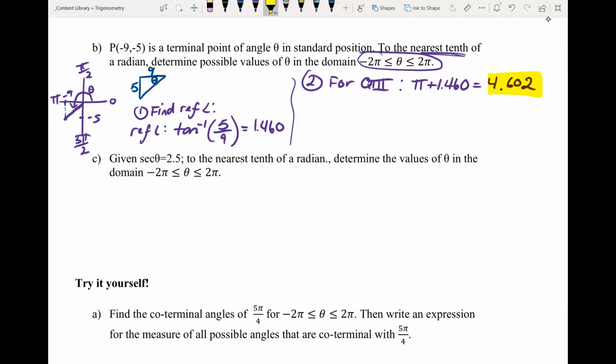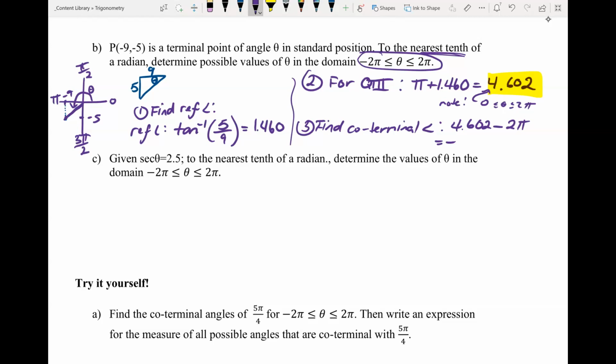But if you look at our domain, we also need to consider the negative side. So that means I need to find a coterminal angle for 4.602, and it has to be negative. I'm just noting here that this angle is between 0 and 2 pi, and we still need to find the one between negative 2 pi and 0. So we're going to find the coterminal angle by taking 4.602 and subtracting 2 pi, so we can get an angle between negative 2 pi and 0.